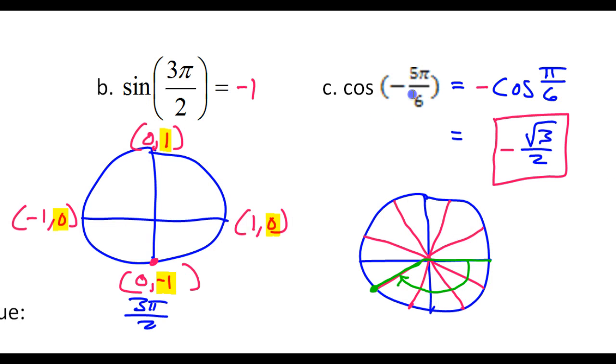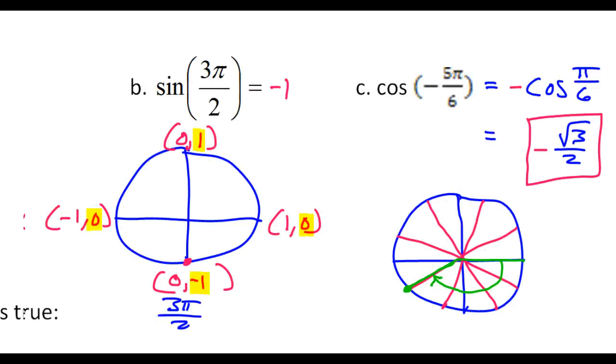Now, when you get into the pi over 6's and -5 pi over 6, looking at that on a graph, to me, is a lot more complicated than simply using the unit circle. So I would still do this one the way that I did it.